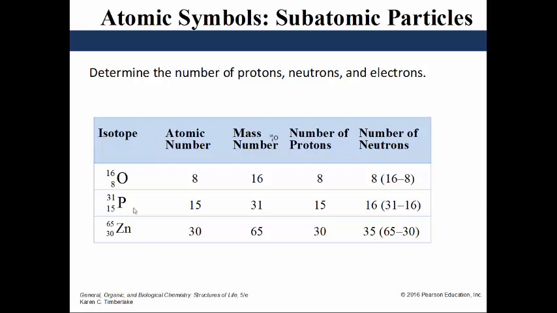So same thing here for phosphorus. Atomic number 15, so 15 protons and electrons, even though it's not listed on the table here. The mass is 31, so 31 minus that 15 will give you 16 neutrons. Sometimes there's only a very small number difference, 1 to 2. Sometimes there's a very big difference between neutrons and the other particles.